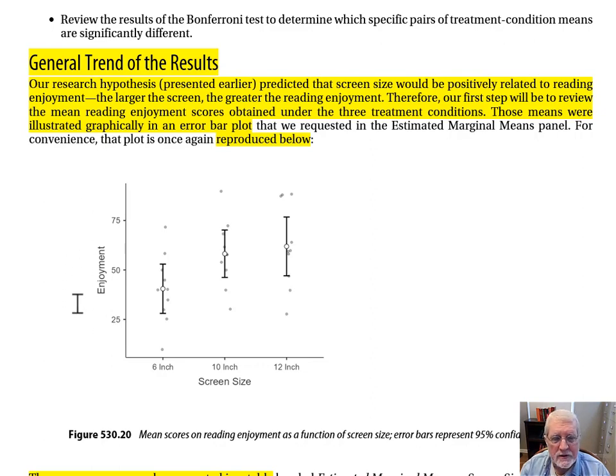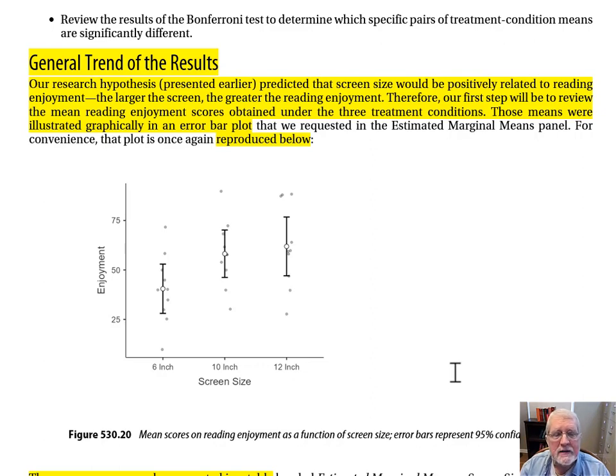reading enjoyment. Scores could range from 1 to 100. 100 means higher levels of reading enjoyment. You conducted a true experiment in which there were 3 treatment conditions. Your independent variable was screen size, and the 3 conditions were a 6-inch screen versus a 10-inch screen versus a 12-inch screen. Now, this was a within subjects research design, a repeated measures research design. You had a group of participants, and you exposed a given participant to all 3 of these treatment conditions.